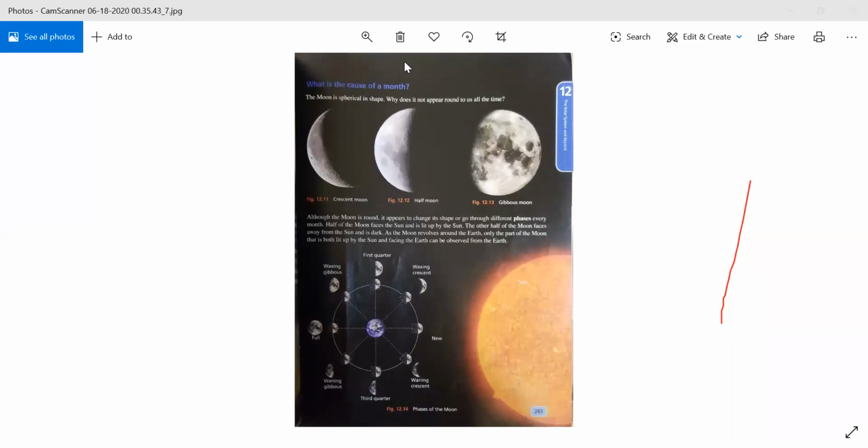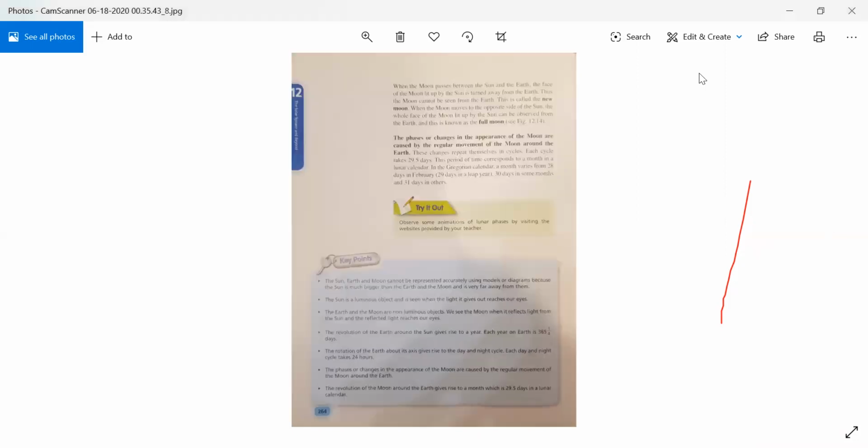And as the moon rotates around the earth, only the part of the moon that is both lit up by the sun and facing the earth can be observed. It means we can only see that at that time, when we all know that the moon revolves around the earth. So when sunlight is lighting half of the moon, it will just show the half of the moon. It means half moon. Now moving to page number 264.